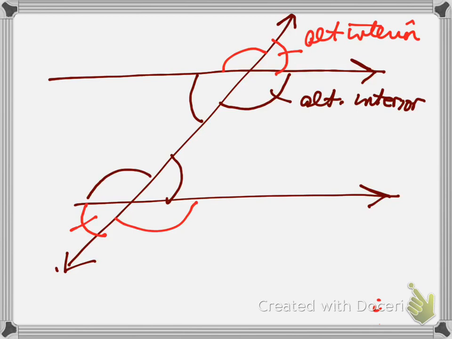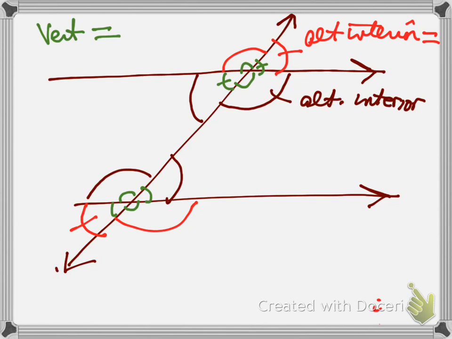Okay, so vertical will be green. So this angle and this angle are vertical. This angle and this angle are vertical because they're across from each other. This and this are vertical. This and this are vertical. So they're vertical angles. That's the green. Vertical angles are equal. Alternate interior angles are equal.